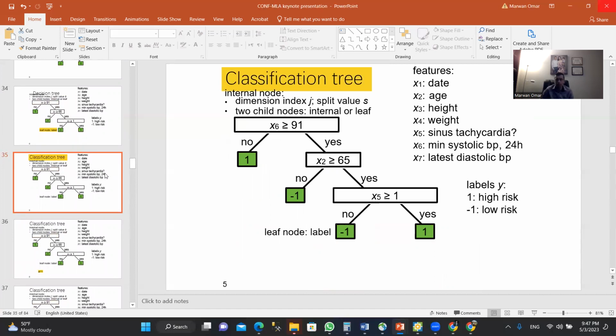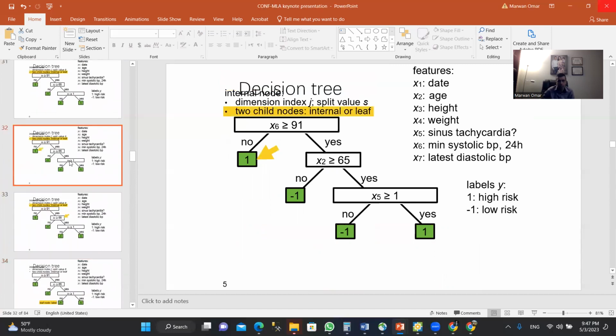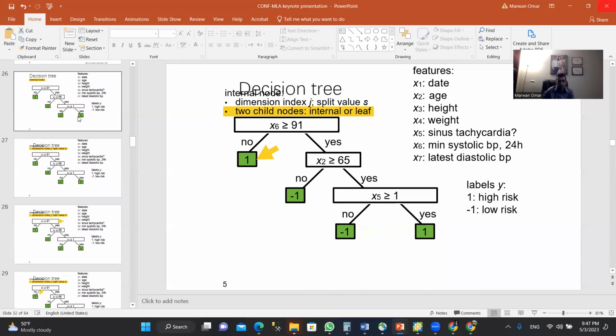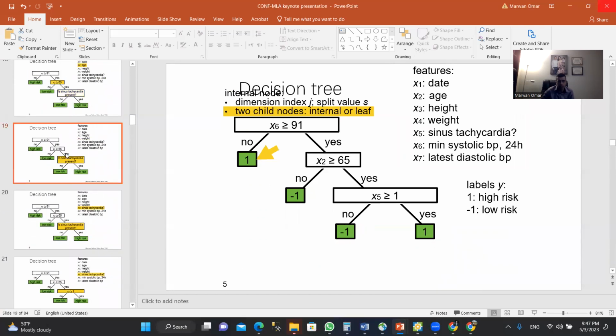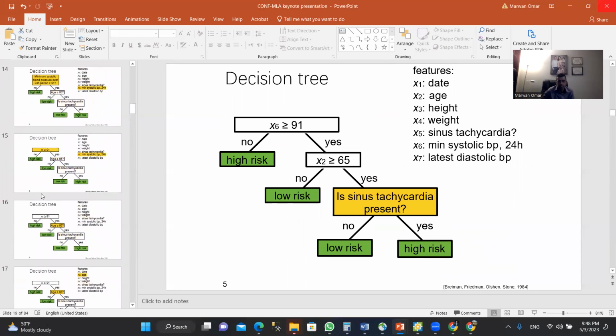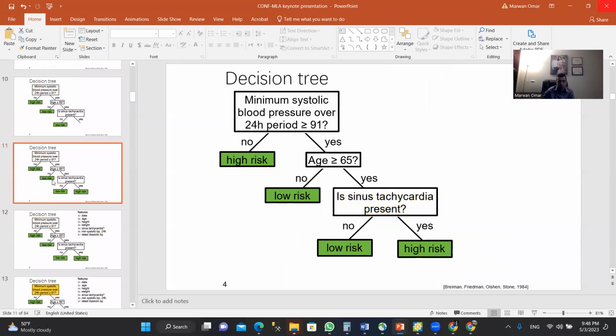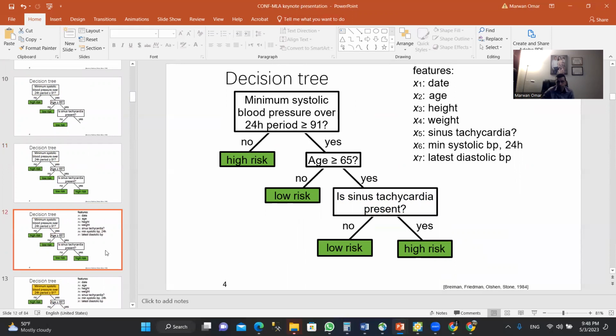So to go back to some of the previous examples regarding the classification tree, we would like to review some of the concepts that we covered about decision trees. If we go back to the initial slides, this is a classification topic. We check the minimum systolic blood pressure over a 24-hour period, whether or not it's greater than 91. And here are the features. X1, this is a feature. This is for the date.